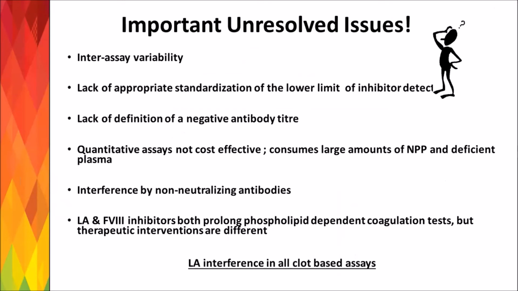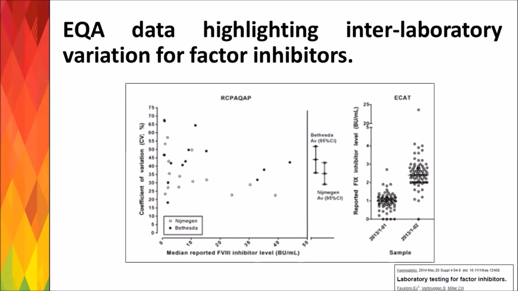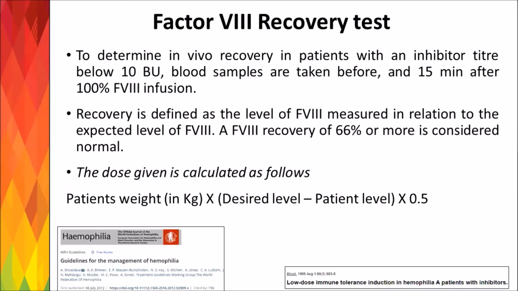As I said, the Nijmegen modified requires a lot of factor VIII deficient plasma, even for the dilutions and even to do the factor VIII assay. So that is why it is not cost effective. You have interference of many non-neutralizing antibodies, and especially lupus anticoagulant. So this is the ICMR data highlighting how the interlaboratory variations occur in the factor VIII inhibitors, which should be resolved. And now coming to the factor VIII recovery test.